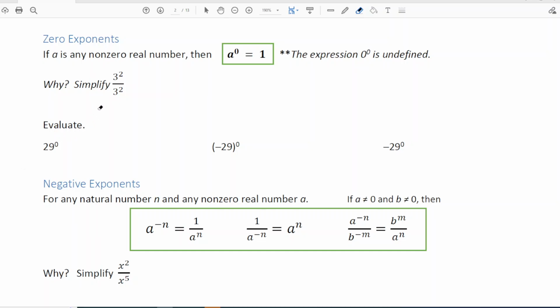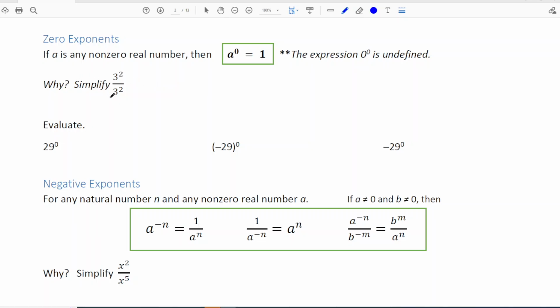Now we're going to explore two properties of exponents, which are zero exponents and negative exponents. The zero exponent rule is pretty simple. Anything to the exponent zero is 1. I always get people who, well, maybe it's only me who asks, but I always think, why is it 1?